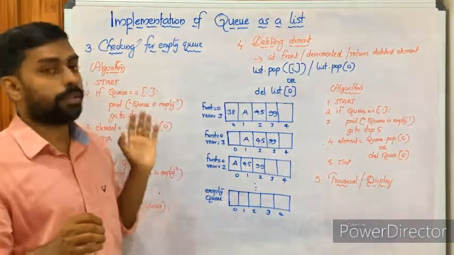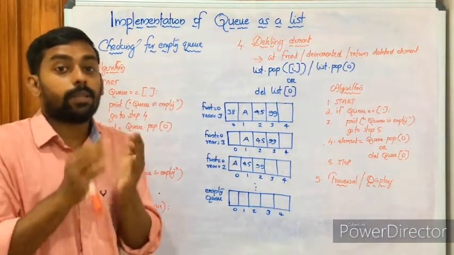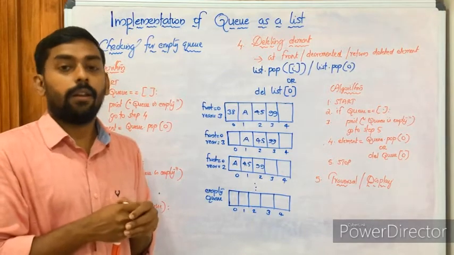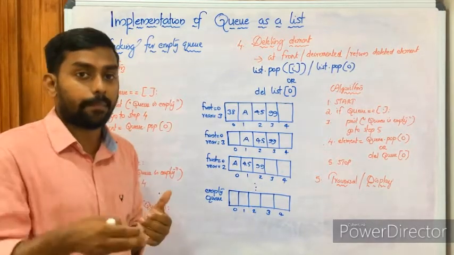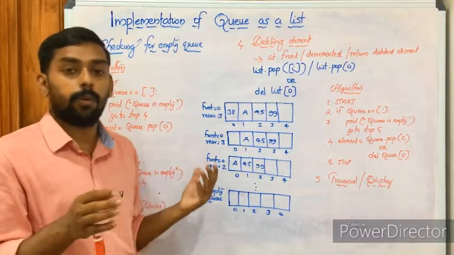So these are the different ways to implement Q as a list. In the coming class we can have some examples, and through those examples the concepts will be very clear to you.